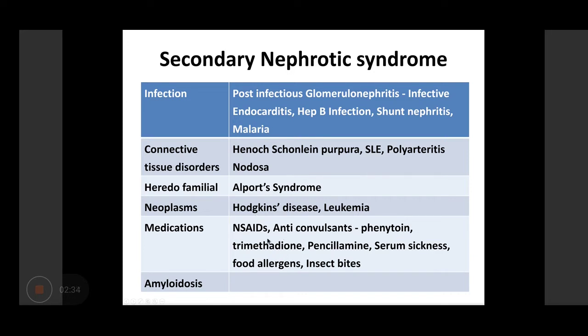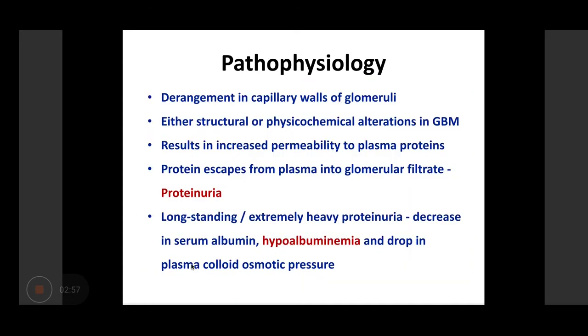Various medications, commonest of which is non-steroidal anti-inflammatory drugs, are also the cause of nephrotic syndrome. Other medications include anticonvulsants, penicillamine, serum sickness, food allergens, and insect bites. Last but not the least, amyloidosis is also a cause for nephrotic syndrome. It is one of the very common causes of nephrotic syndrome in our country.